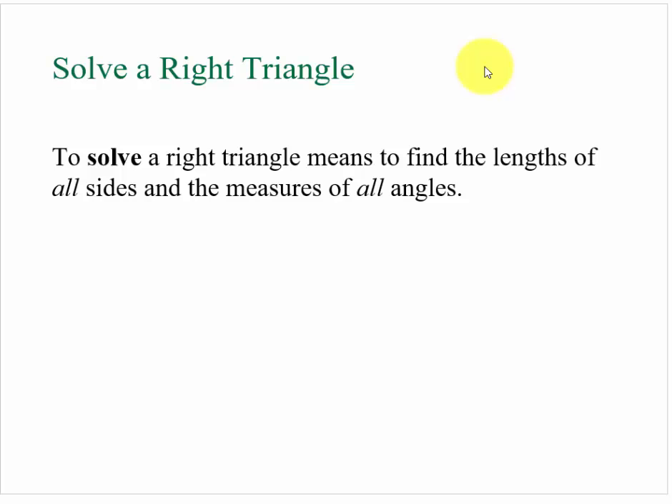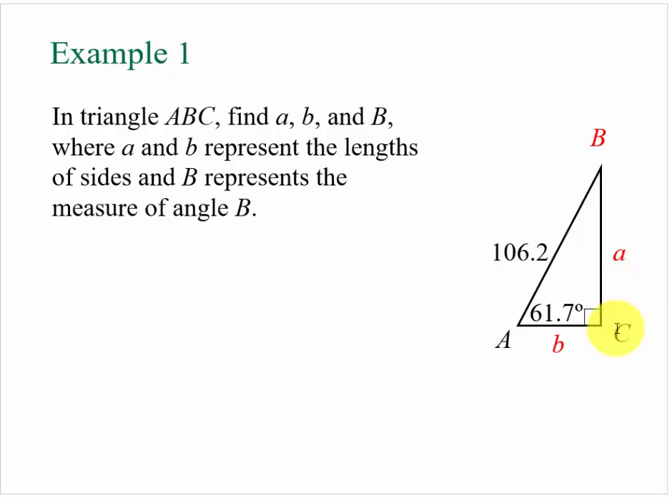We're now going to use right angle triangles and apply applications. So the first thing I want to talk about is if we are just given one length and an angle. It says we have triangle ABC, find lengths a and b and angle B.